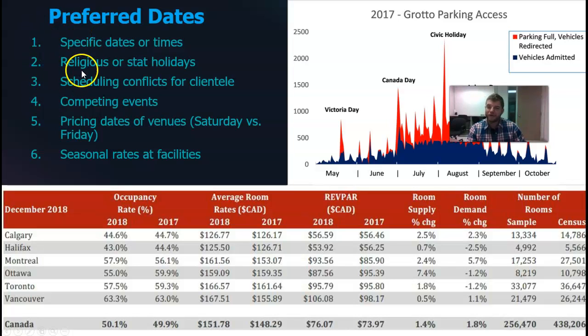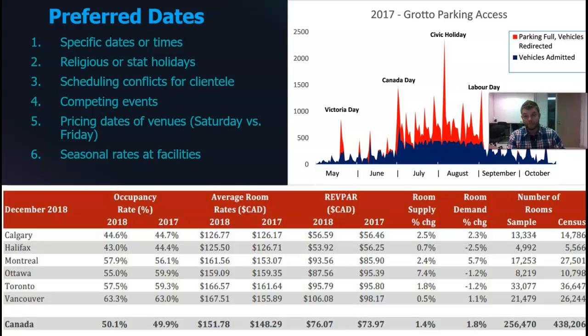We also have to understand there are religious or statutory holidays. So A, some people might not be able to travel, but also B, they might have other events and other practices that they won't be there for. The price might also go up for those long weekends. There could be scheduling conflicts or competing events. The pricing dates of venues are also really important as well.